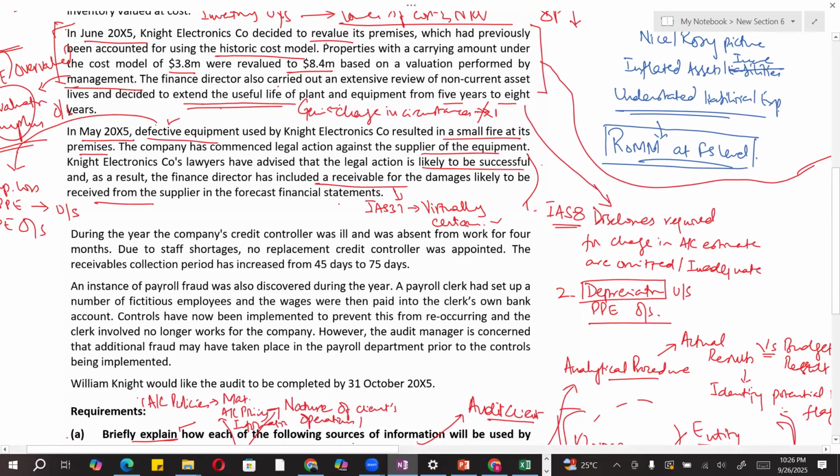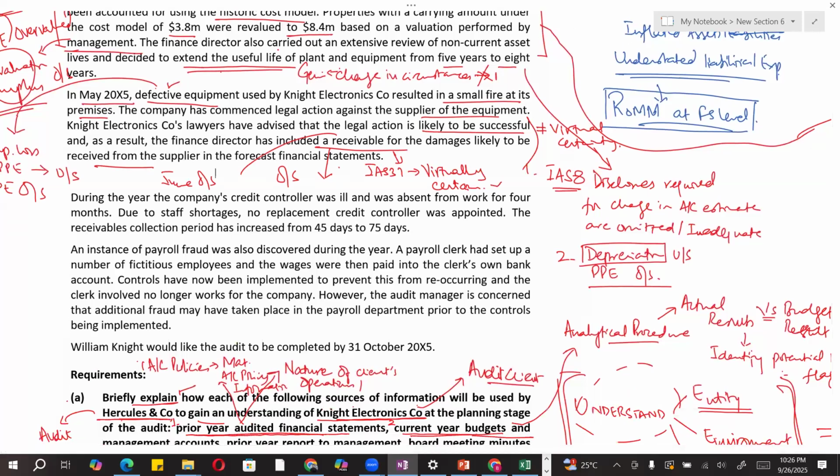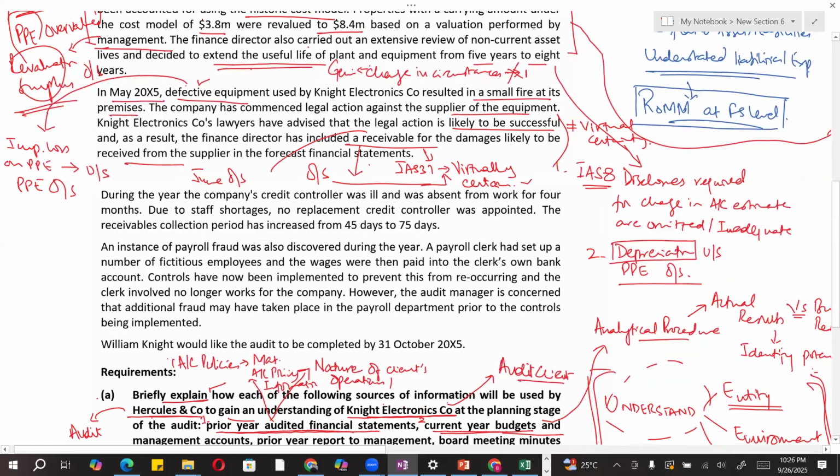Likely to be successful is not equal to virtual certainty, and therefore this receivable recognition may be incorrect. And so we may say that the receivable is overstated and the related income which may have been recognized is also overstated, right? Because it does not meet the IAS 37 test of virtual certainty.